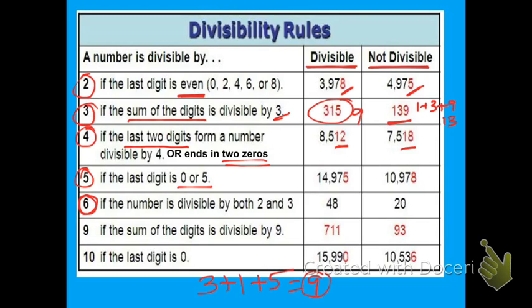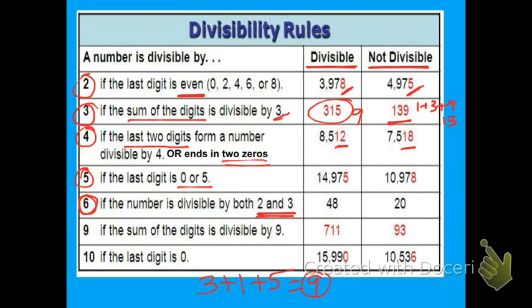Now, the number 6 is another one I would highlight if I were you. A number is divisible by 6 if both 2 and 3 divide evenly into it. So looking back at the rules, it has to end in an even number because that would mean 2 goes into it. And when we add up the digits, if they're divisible by 3, then 6 goes into it. So 48, it ends in an even number. And if we add 8 plus 4, we get 12. And so 3 divides evenly into 12. So 6 divides evenly into 48.